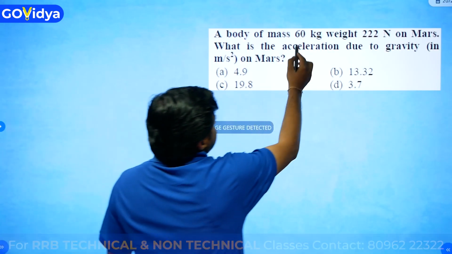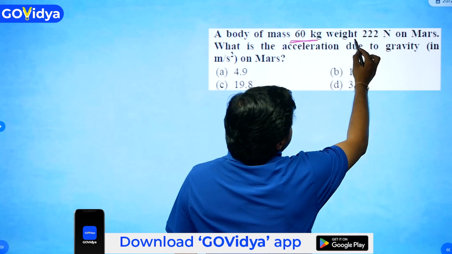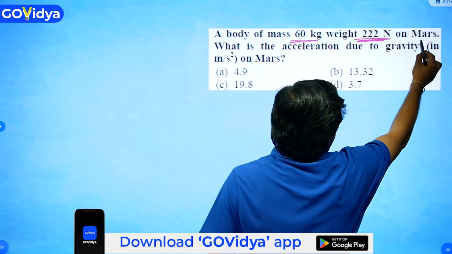A body of mass 60 kg and weight 222 newtons on Mars.